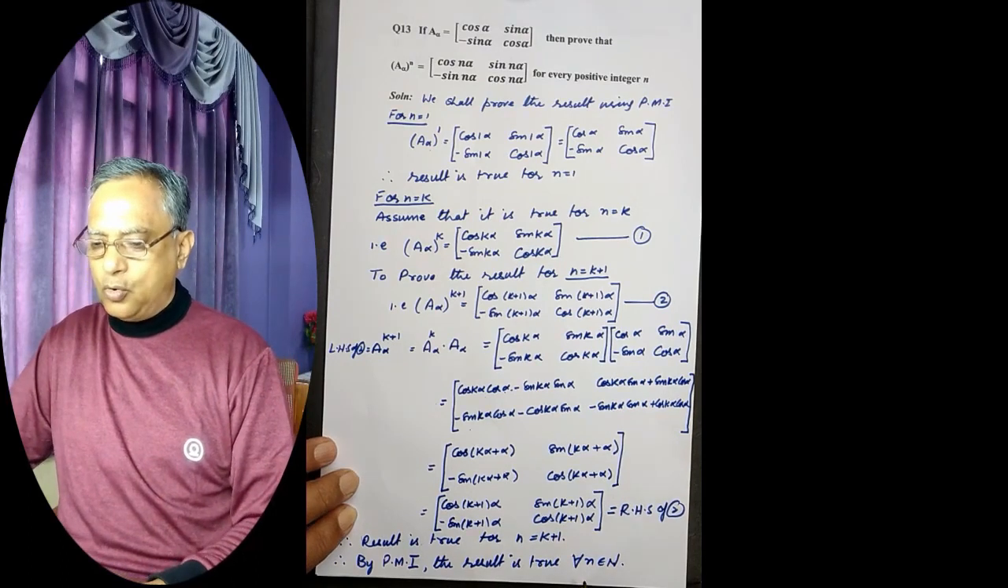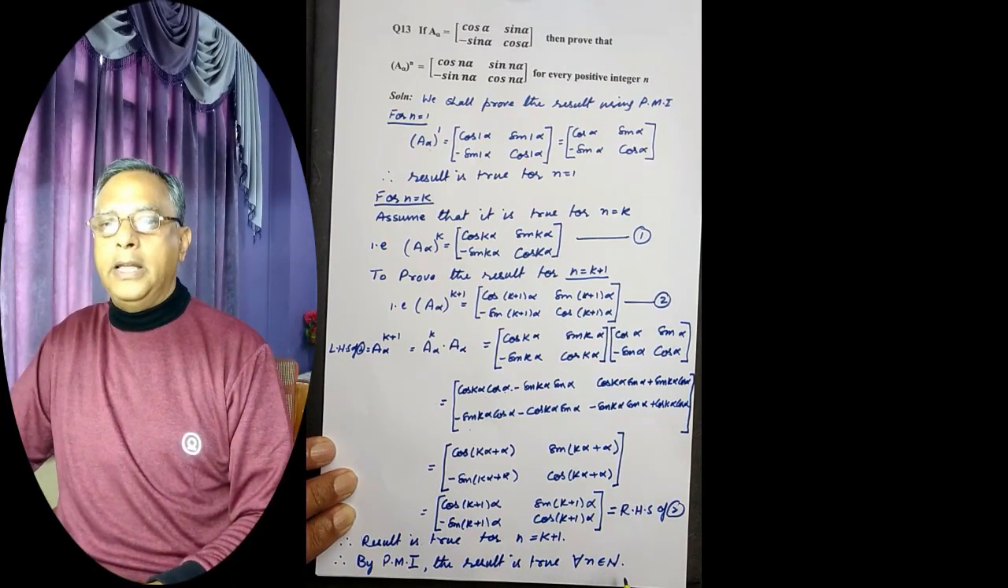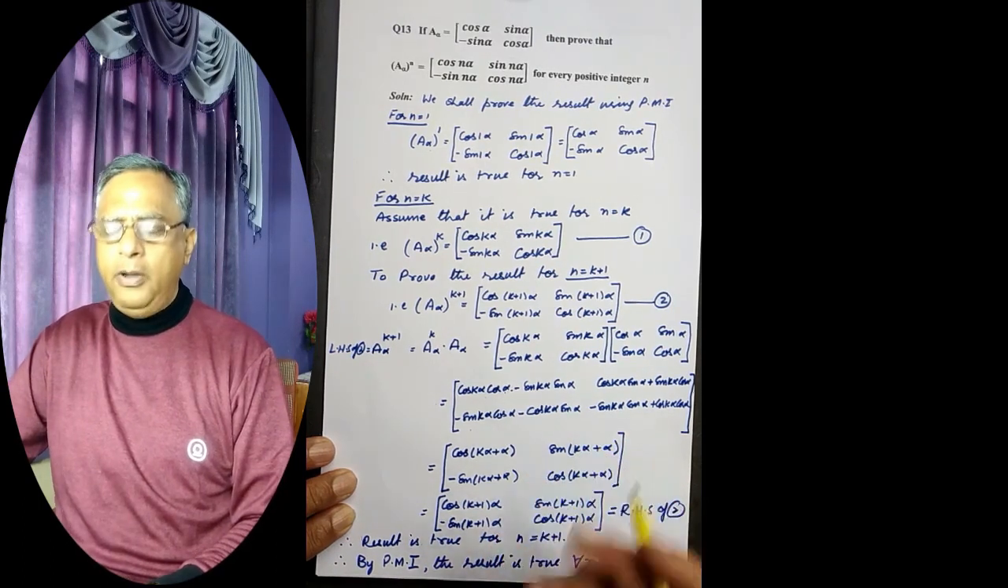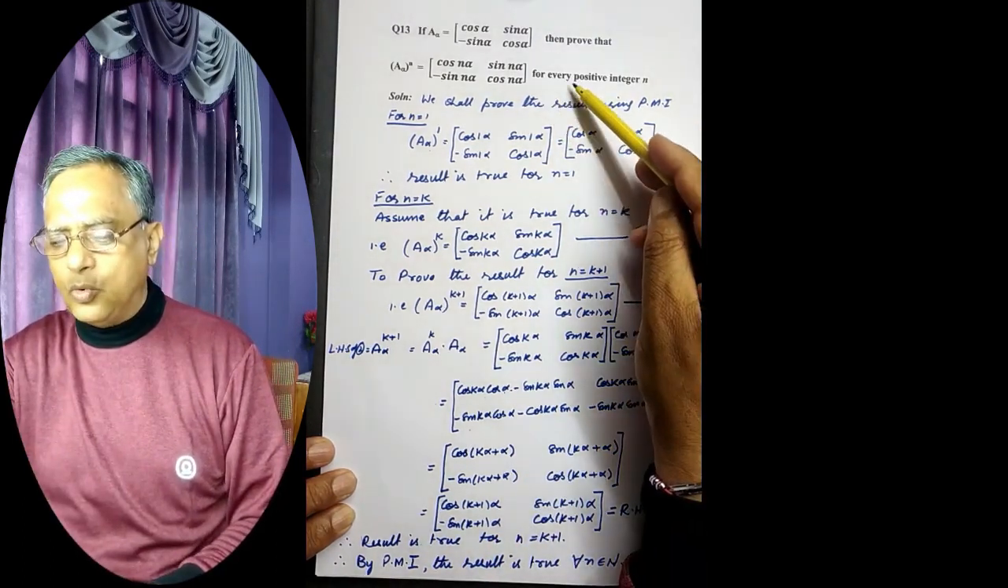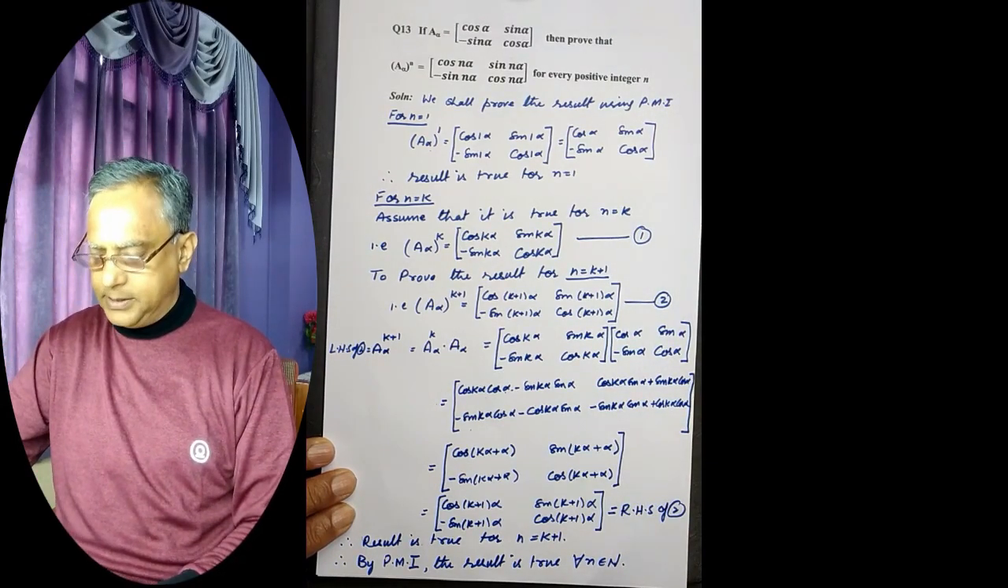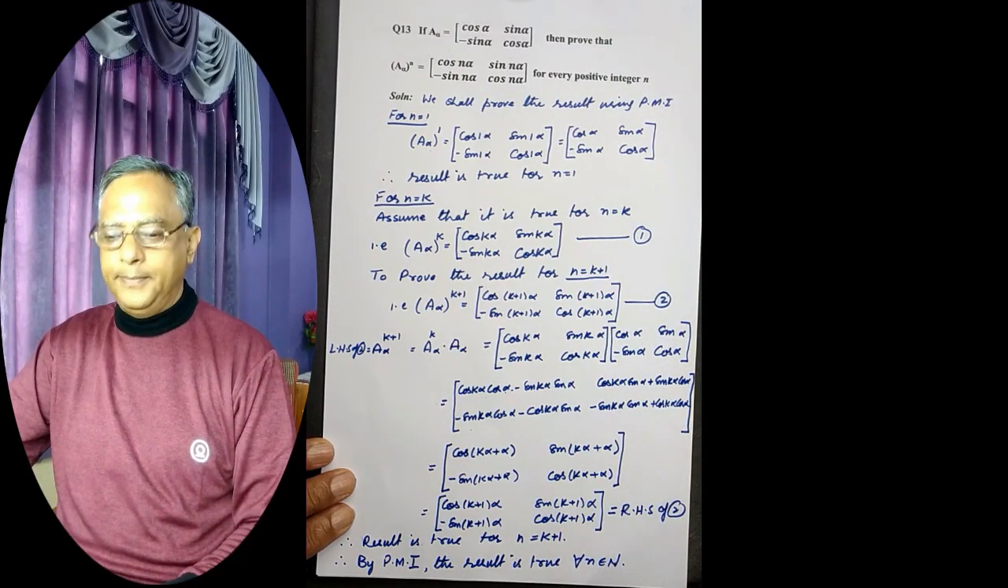That is, the result is true for all natural numbers. Natural numbers are nothing but positive integers. Therefore, the result is true for all positive integers and hence proved.